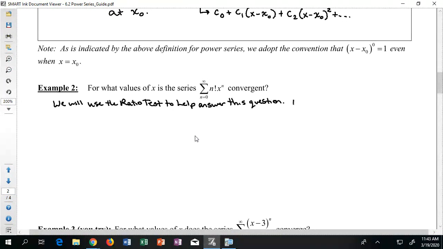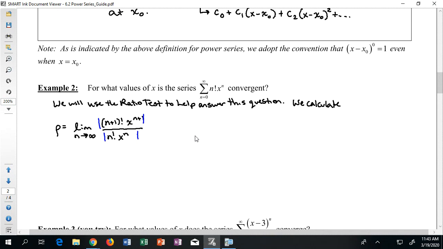So let's see what we come up with. I'm going to start by saying that when I do my ratio test, remember I have a limit as n goes to infinity, and I'm going to have to set up an (n plus 1) factorial times x to the n plus 1, over an n factorial times x to the power of n. And remember that each of these would be positioned in absolute value bars.